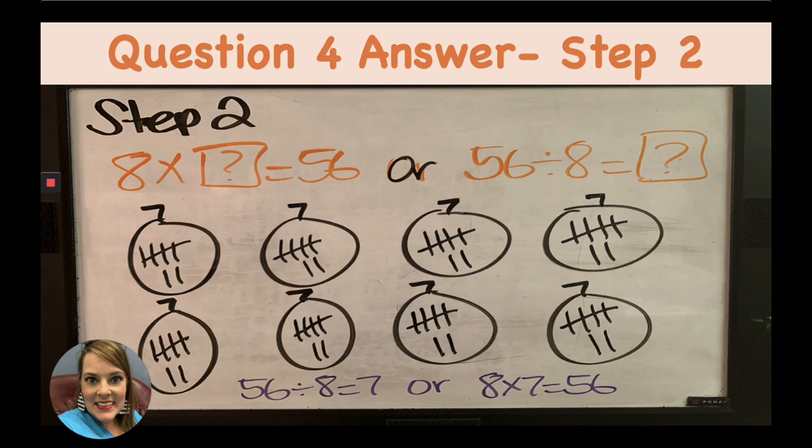Next, I drew 8 empty circles and then I put 1 tally mark in each circle until I counted to 56. I ended up with 7 tally marks in each circle. Now I know that Mackenzie read 7 pages.